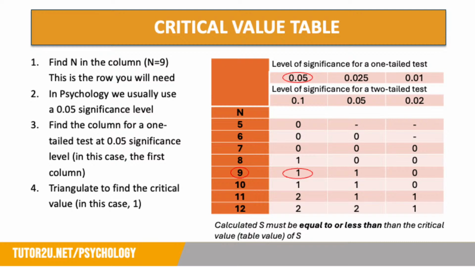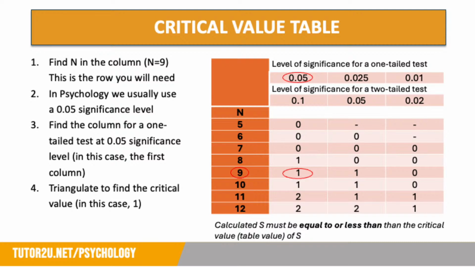Now, let's remind ourselves, we haven't given you the level of significance for this test. In psychological research, we usually use the 0.05 level of significance, or the 5% one. We'll talk a little bit about why that is later on. So if I'm in level of significance for one-tailed tests, remember it was a directional hypothesis, and I work down, then I'm going to find the critical value there, and the critical value is 1. Now, just to point out something on that table, you've probably noticed at the bottom, it says calculated value of S must be equal to or less than the critical value of S in order to be significant.